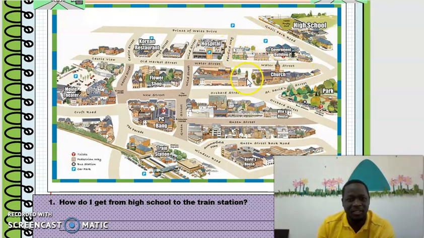Now, the main places that we have to identify are these. We have the high school, the government building, the church, the park, Vito's house, David's house, the train station, the PC Bank, the flower shop, the movie theater, and the Korean restaurant.